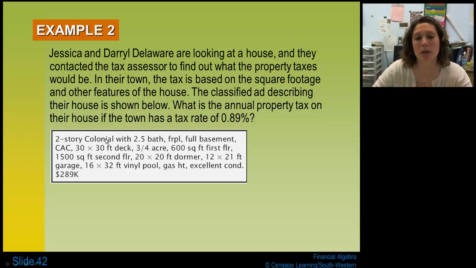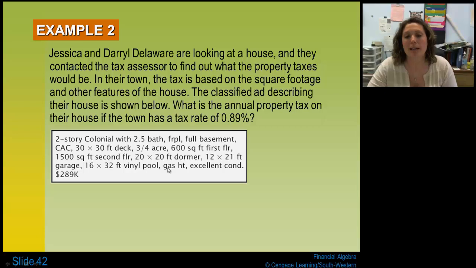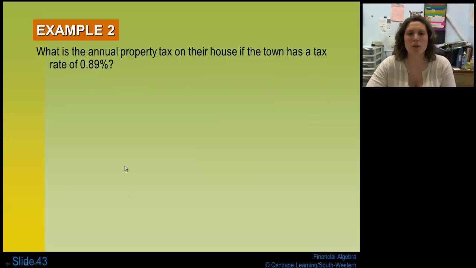So it's a 2-story colonial with 2.5 baths, a fireplace, a full basement, central air conditioning, 30 by 30 foot deck, 3/4 of an acre, 600 square feet on the first floor, 1,500 square feet on the second floor, 20 by 20 dormer, 12 by 21 foot garage, 16 by 32 foot vinyl pool, gas heat, excellent condition, and it's $289,000. So the annual property tax.